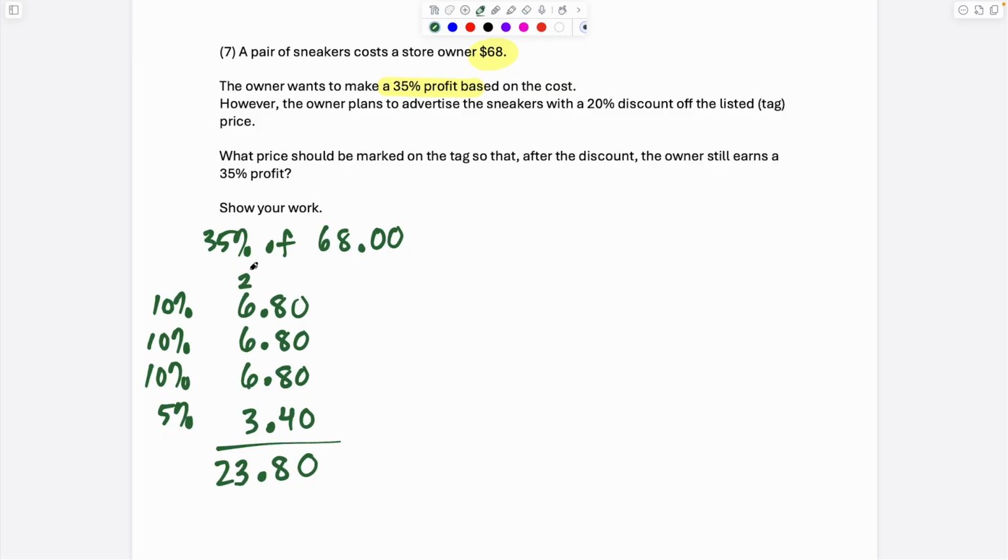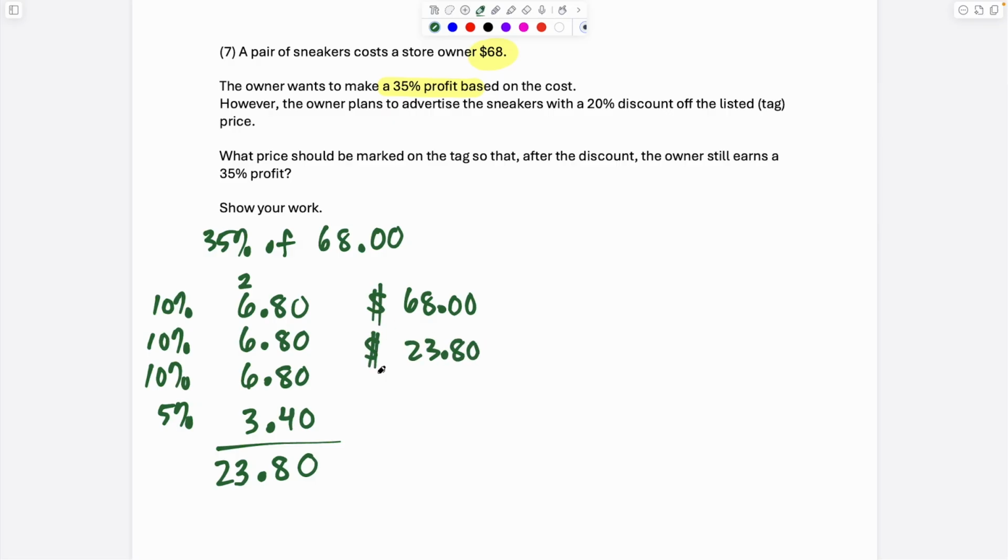So this means that the owner of the sneaker place here, or whatever type of store this is, needs to make $23.80. So that means that the amount that they need to actually collect here, so we're going to take the $68. So we have $68 that they need to make. Let's see, we're just going to add this up.